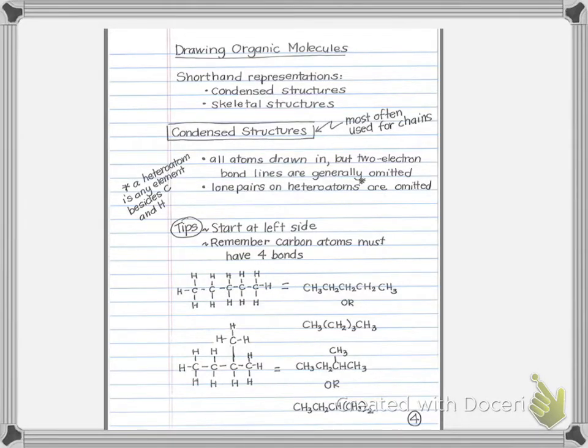Because organic molecules often contain many atoms, there are several shorthand methods to simplify their structures. And we're going to look at two of the shorthand representations. We'll start by looking at a condensed structure, and then we'll talk about something called a skeletal structure. So if you think about the word condensed, condensed means to take something out.